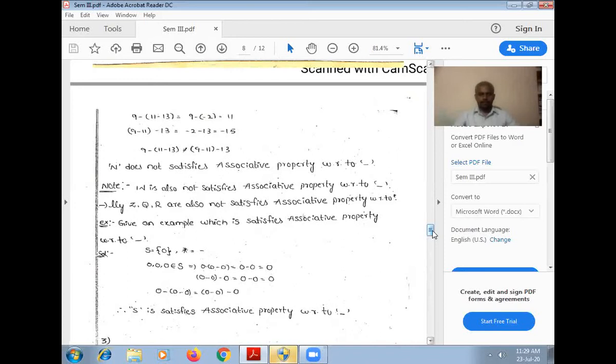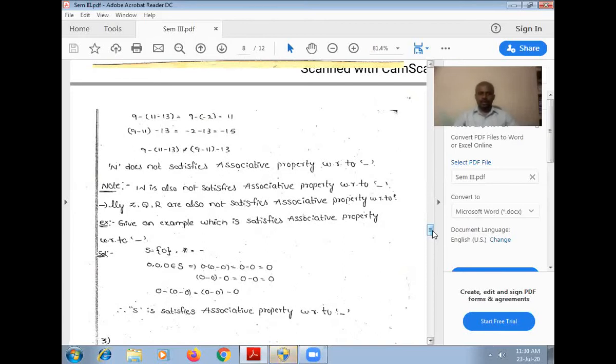But here the LHS value and RHS value are not equal. So both are different values. That's why I am telling you N does not satisfy the associative property with respect to minus, because it does not satisfy a star of b star c equals a star b of star c. So here star equals minus.